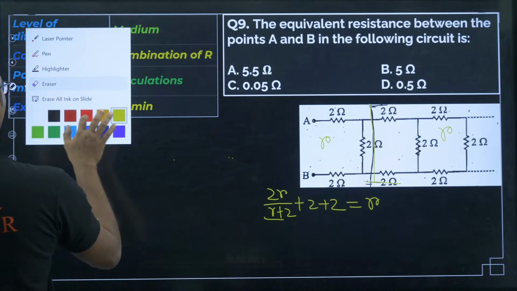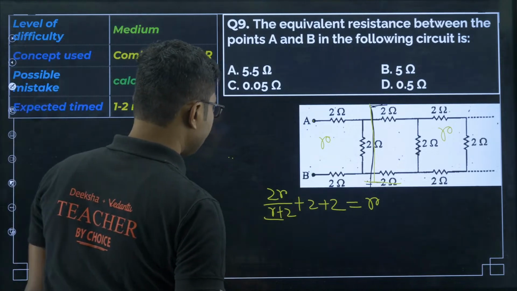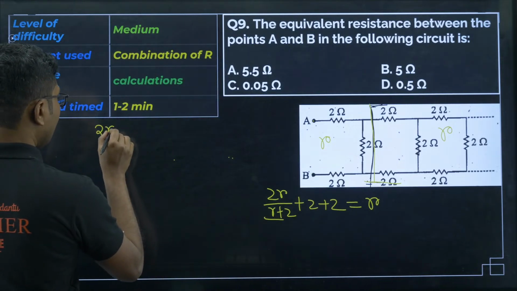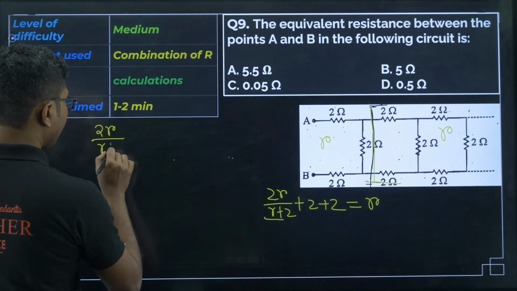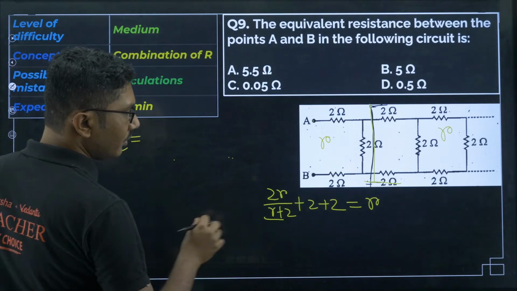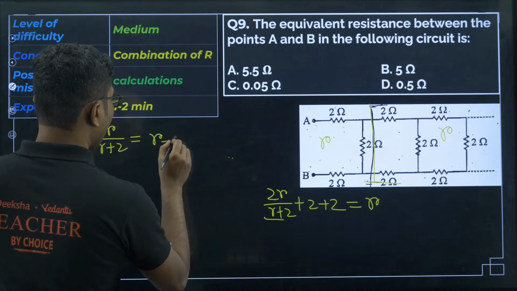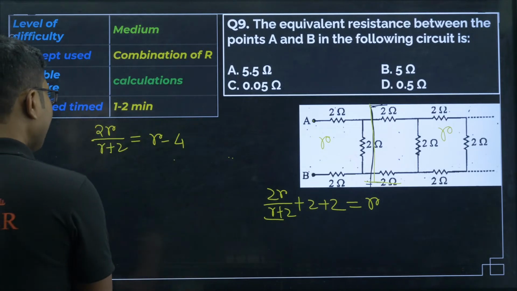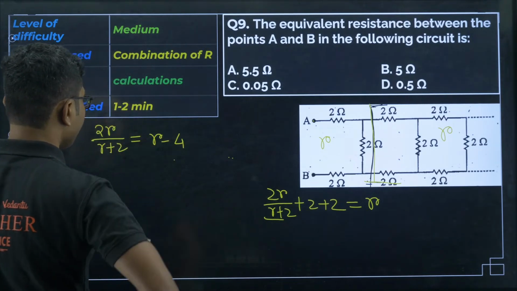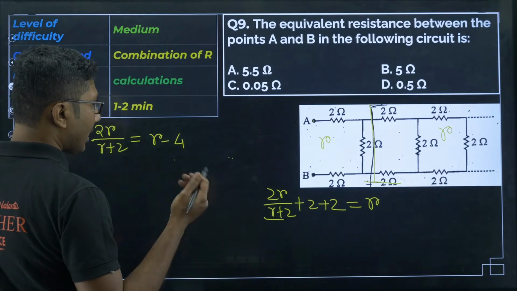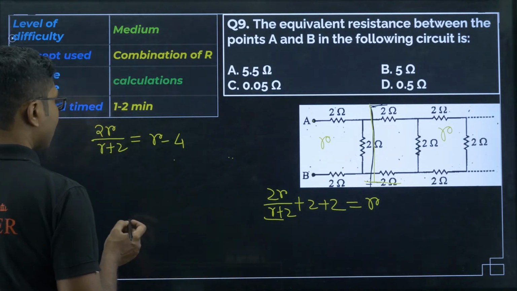Okay. Now this will be 2r by r plus 2 equals r minus 4. Okay, it will be a quadratic equation, then you have to solve it. Obviously r cannot have a negative value, only positive values are possible.